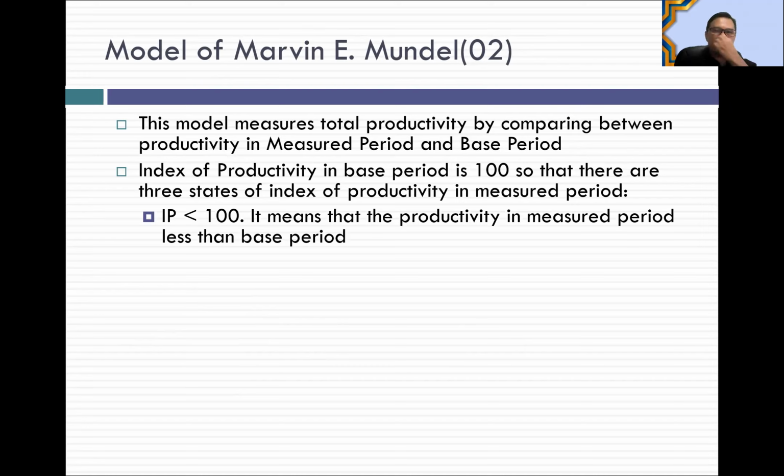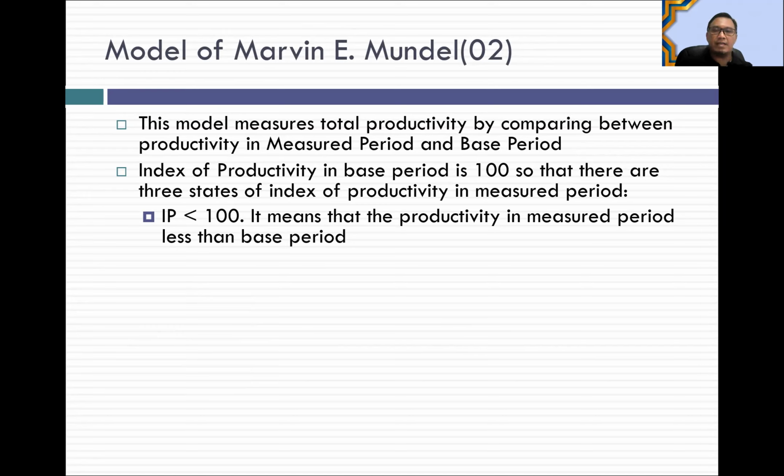So the Marvin model also measures total productivity. It's similar to the other model, but a bit different from the OMAX. OMAX is for calculating a partial or particular criterion of productivity. So once again, the Marvin model measures total productivity, and it is done by comparing productivity in the measured period and the base period.